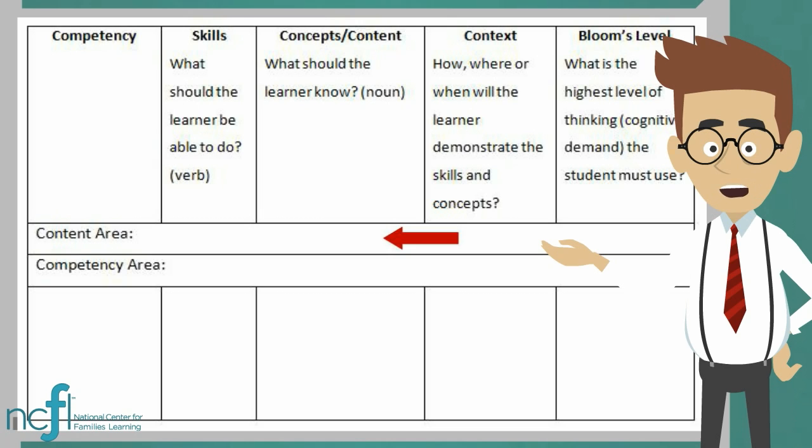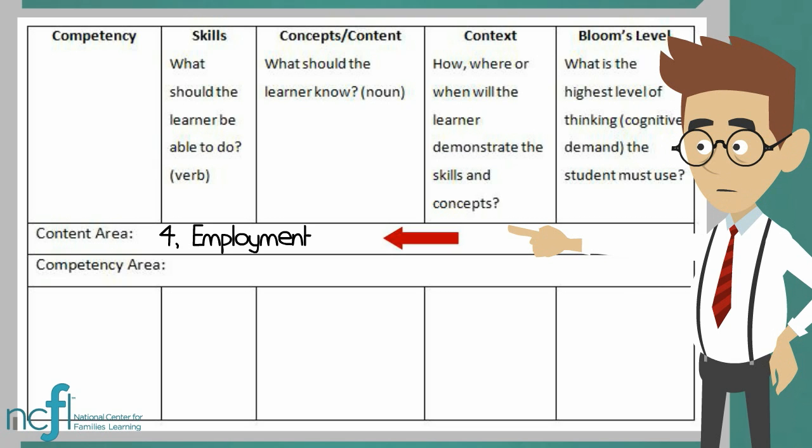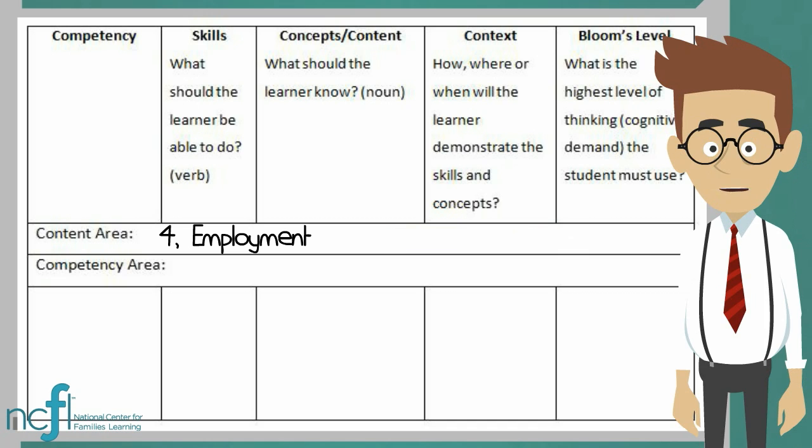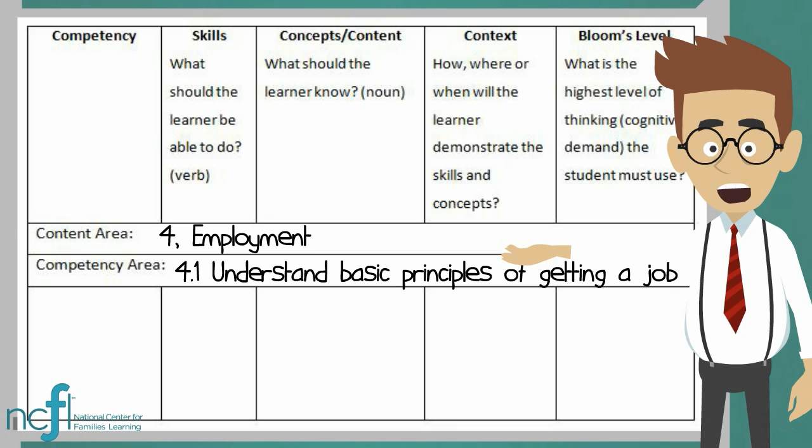To unpack this competency, I will start by entering the content area in my unpacking chart. So, the content area is number 4, employment. This is definitely a competency area that is important to my students, because most of them have goals related to gaining employment, or improving their employment status. Under the content area, I'll write the competency area, 4.1, understand basic principles of getting a job.